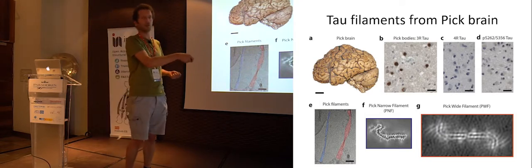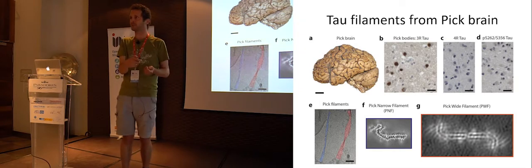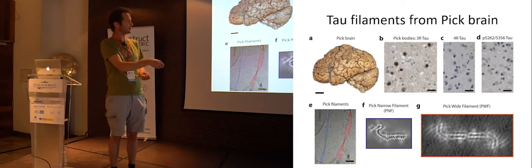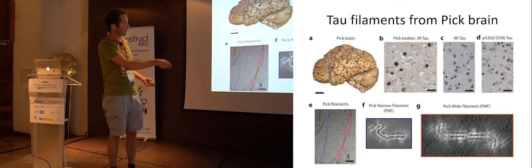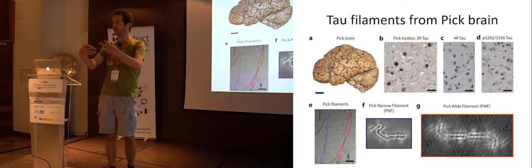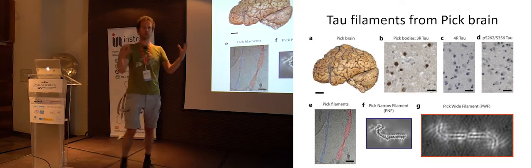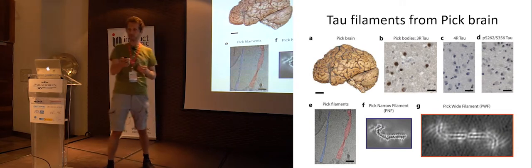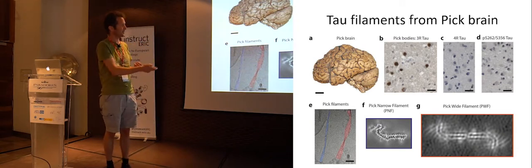The wide ones don't go very far. They go to 8 or 9 angstroms resolution. The narrow ones go to 3.2 angstrom resolution, but I hope I can convince you that the wide filament is probably a kind of head-to-head dimer of the narrow filament. So again, we have two different types, and there seems to be a common building block, which is this protofilament fold, which is common between the two types of filaments.